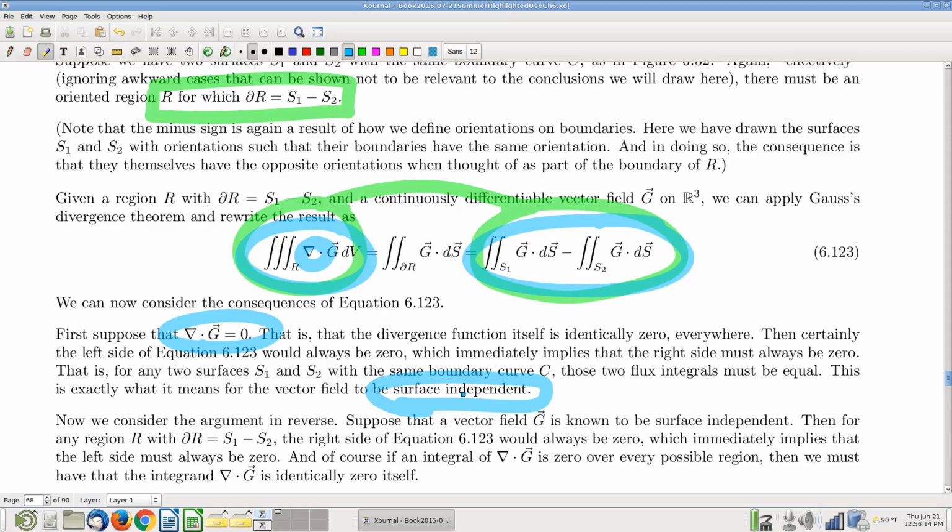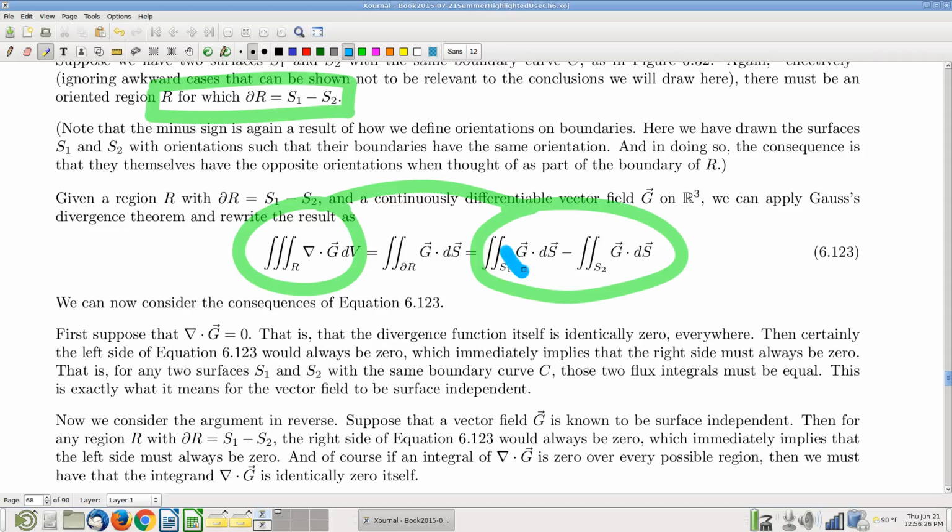So divergence equaling zero gives you surface independence. And the argument turns around backwards as well. If the vector field is surface independent, then these will always be the same. That means this difference will be zero. That means this triple integral will be zero.